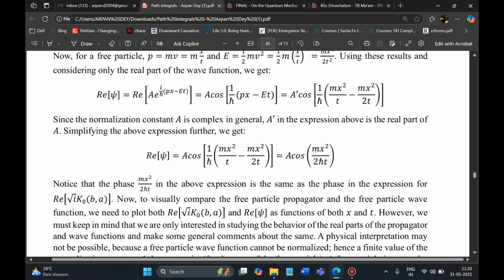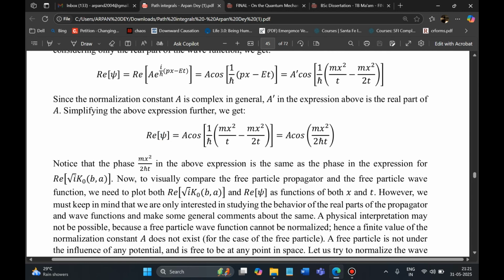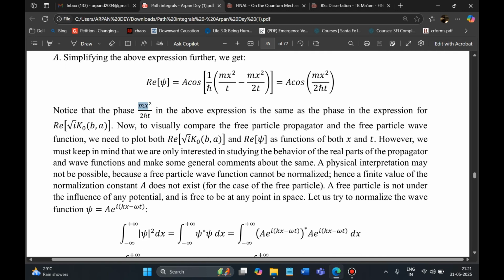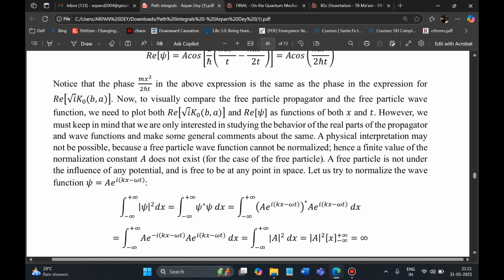The real part of the wave function, the amplitude is not a function of time, but there the amplitude is a function of time. However, the phase is the same in both the cases. Because technically, both the wave function in canonical quantum mechanics and the propagator in the path integral formulation of quantum mechanics are kind of probability amplitudes. Okay, so that's what is written here. Phase is the same in both the expressions.